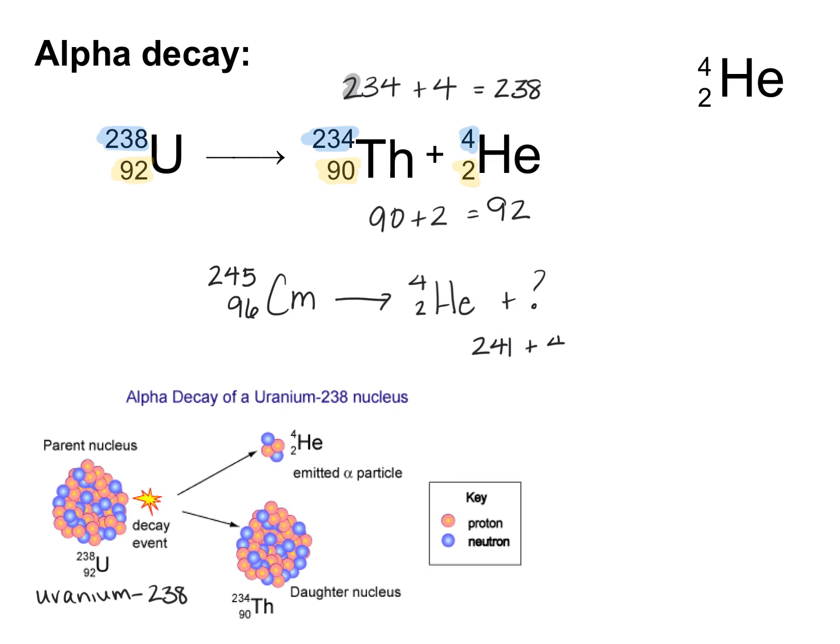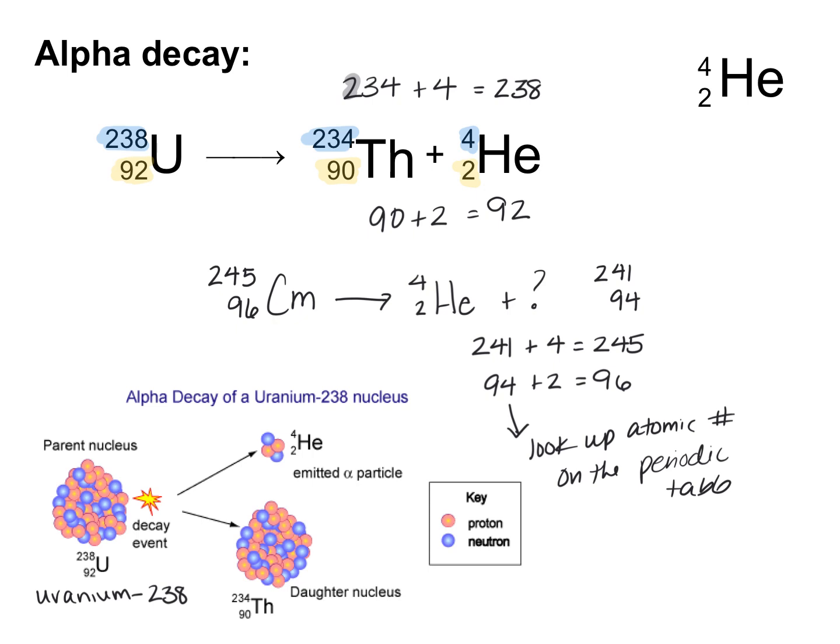And so you can say, well, I know that 241 plus 4 equals 245, right? So that's good. And then you have to ask yourself, all right, what can I add to 2 to give me 96? And when you do that, you say, okay, well, I know it's 94, right? And so then what you do is you say, okay, I know this new atom is going to be 241, 94. And then to find the chemical element, you need to look up the atomic number on the periodic table.